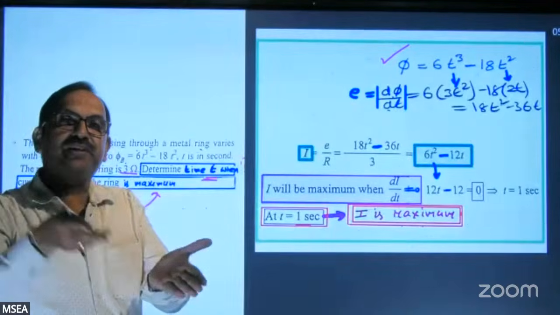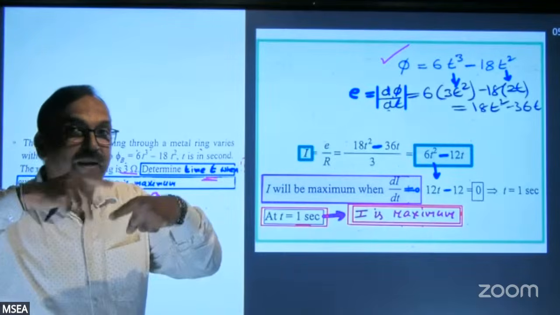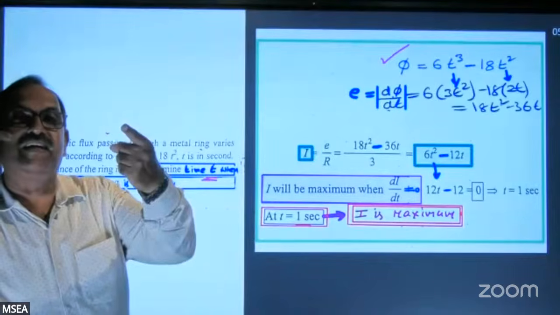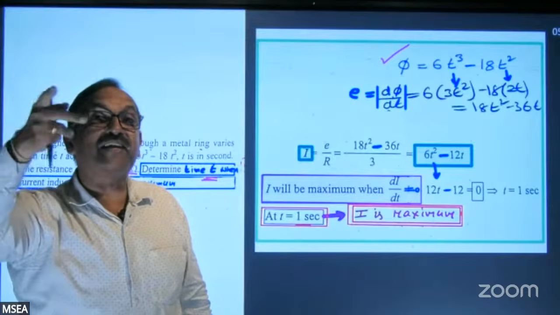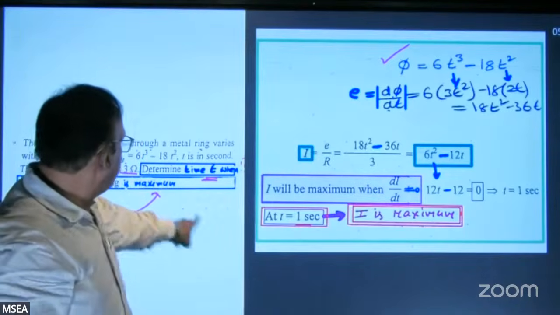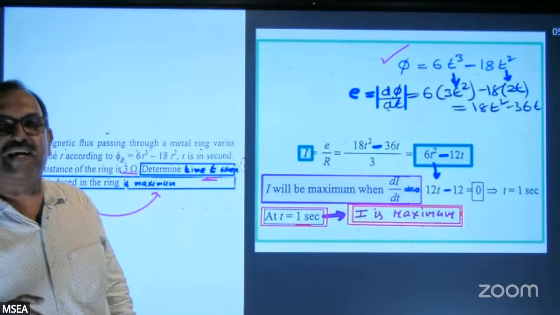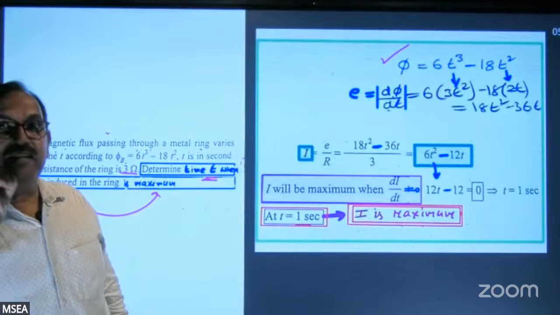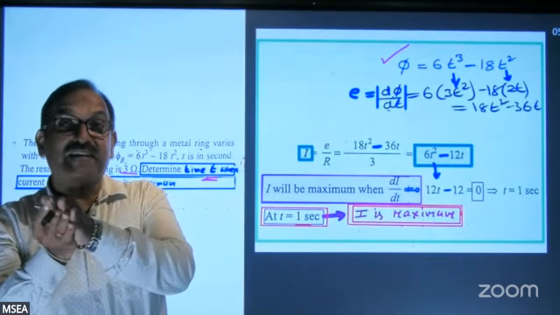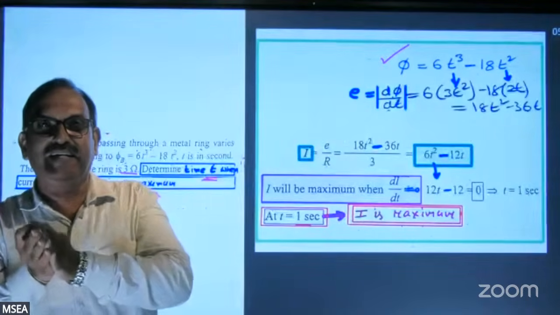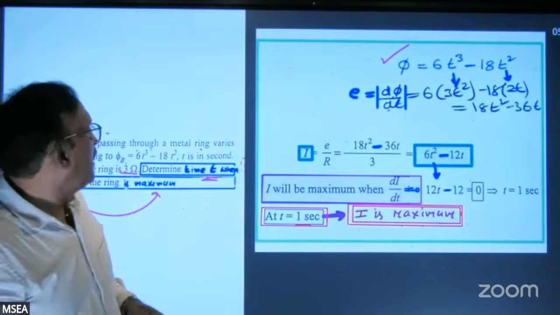Once again, I repeat, as flux changes, EMF is developed. As EMF is developed, current is developed. Here, most probably, that current would be a varying current. That varying current touches its highest value at one time. He is asking at what time the current attains its maximum value. Not a difficult question, friends. Keep in view the little bit of extra standard they have to maintain in the NEET. This question fits our discussion there.